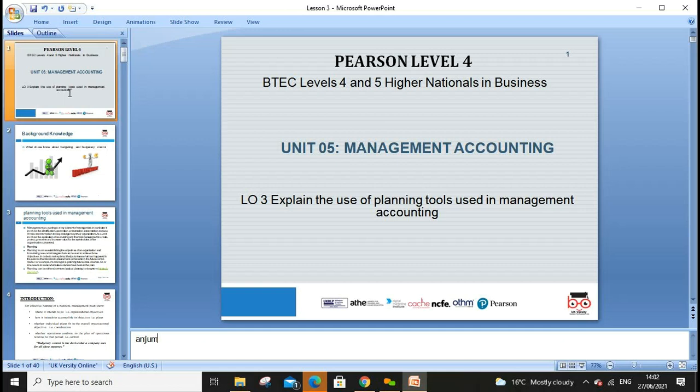Today's lesson we will go through LO3, learning outcome 3, which is about explaining the use of planning tools used in management accounting.